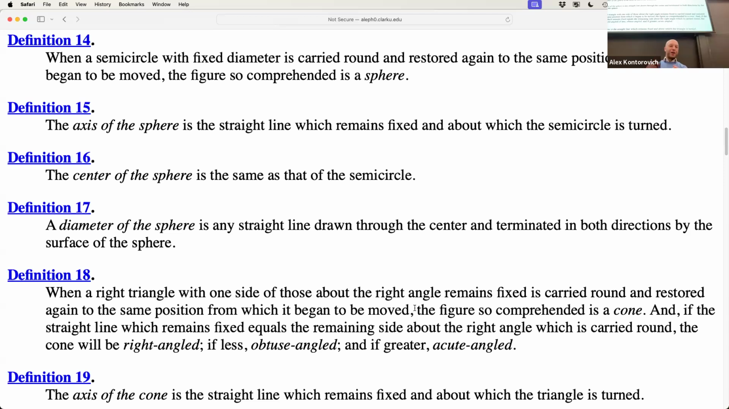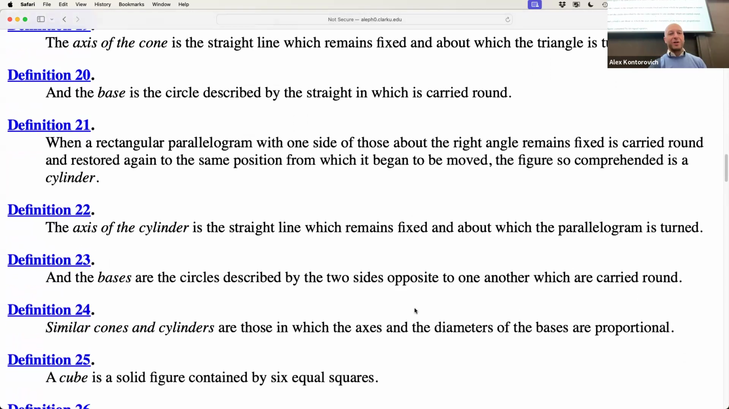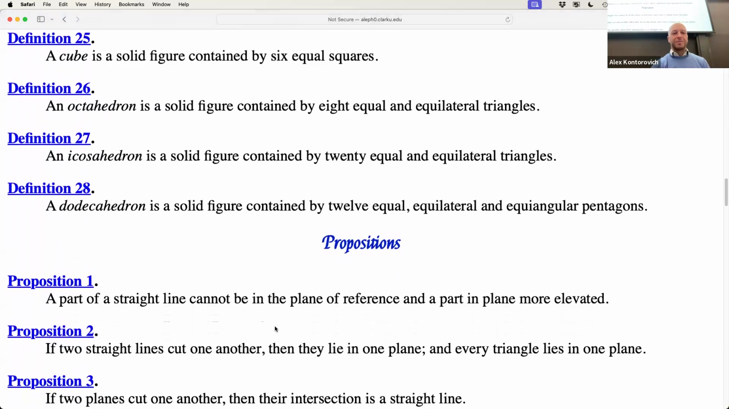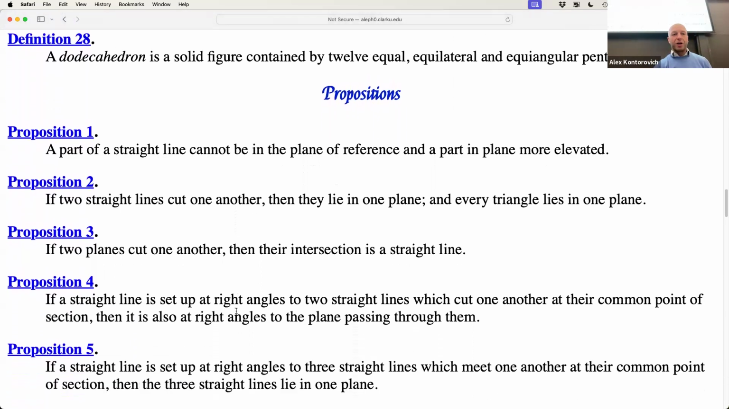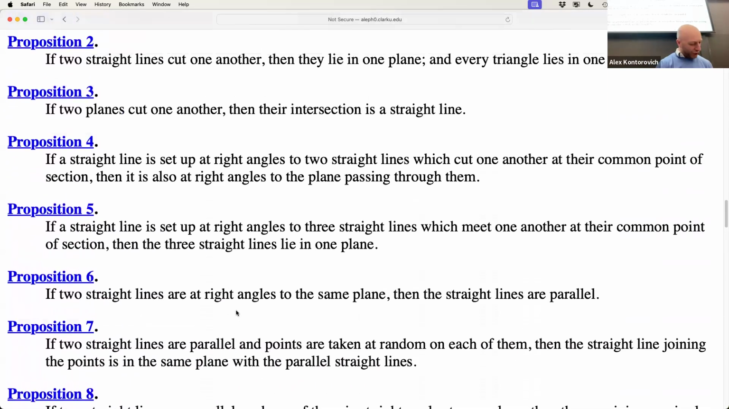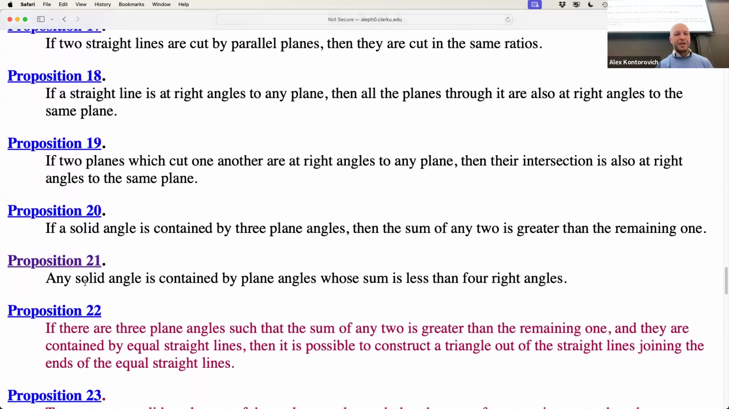We have the axis of a sphere, the center of a sphere, the diameter of a sphere, the axis of a cone, the base of a cone. He's explaining what all these things are. Let's not go through this in any detail. There are just a few things that I want to highlight. For example, book 11, proposition 21. This will be important in what I want to say.